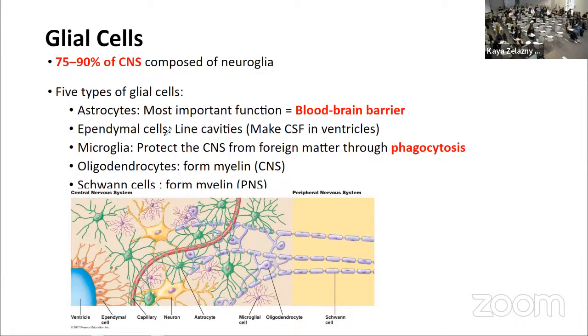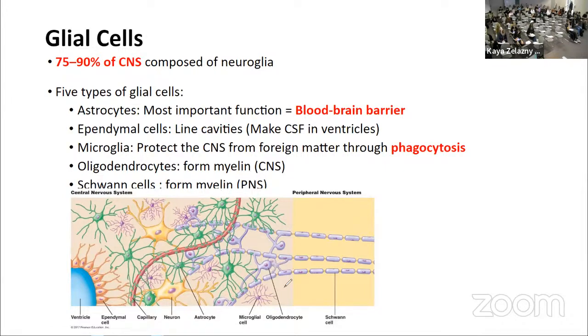Our ependymal cells line cavities. So when you look in lab at the ventricles in the brain, those empty spaces, they're not empty, they have cerebrospinal fluid, so they have liquid inside them. The ependymal cells are the ones that are making that. Okay. So here we see an ependymal cell next to a ventricle that would be producing that cerebrospinal fluid.